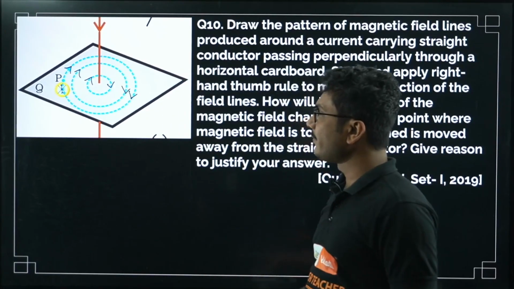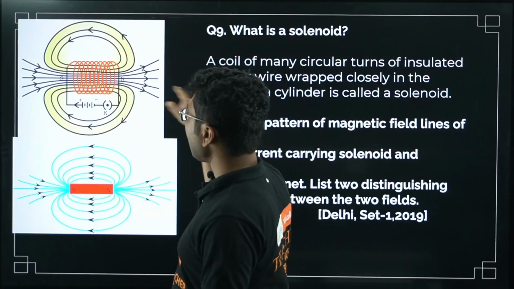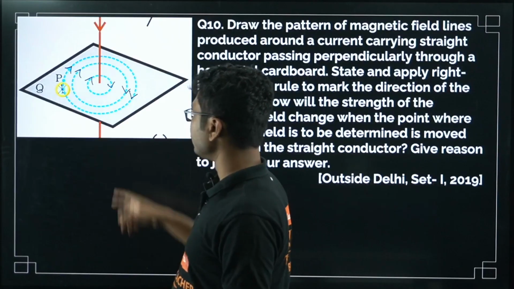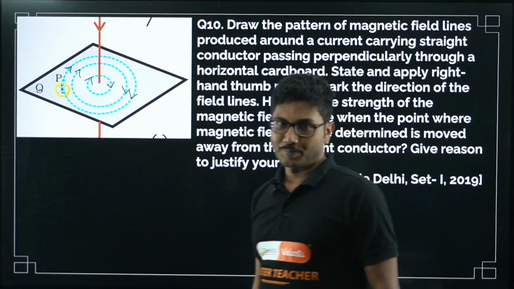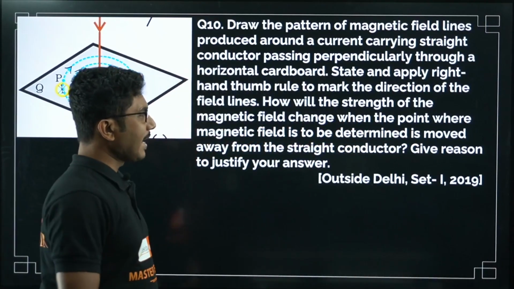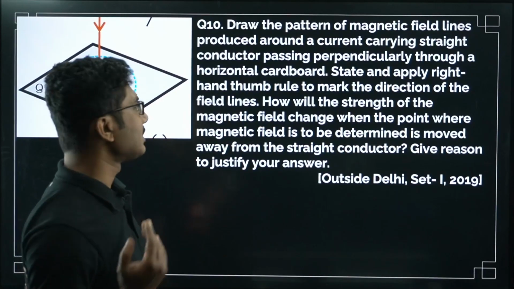Okay, so magnetic field lines, first step is to draw this part, and then you have to draw the arrows, right? So simple as that. This is a very simple diagram based question. Okay, and it is outside the syllabus, but still.